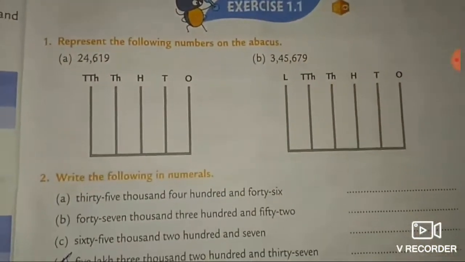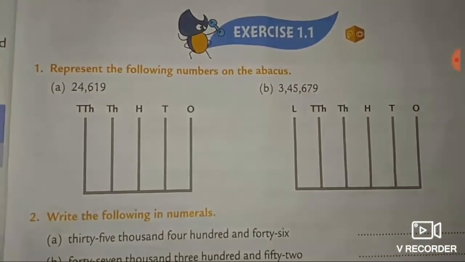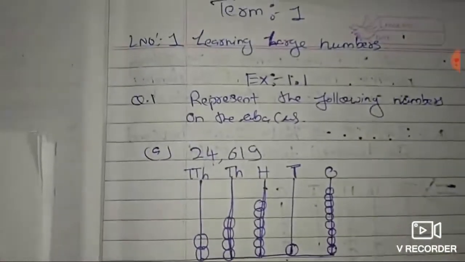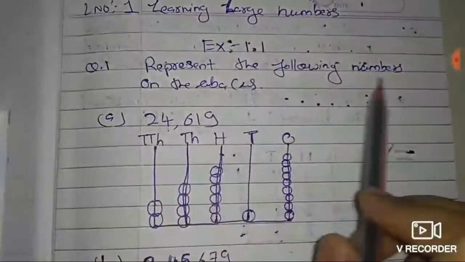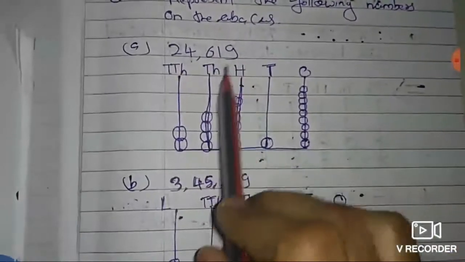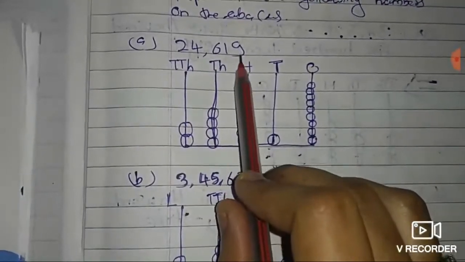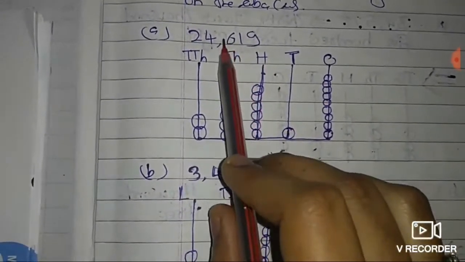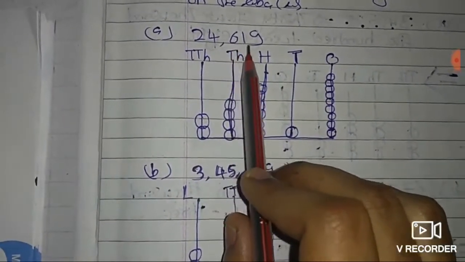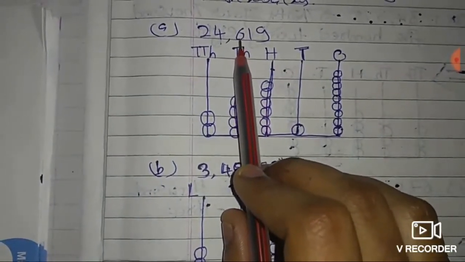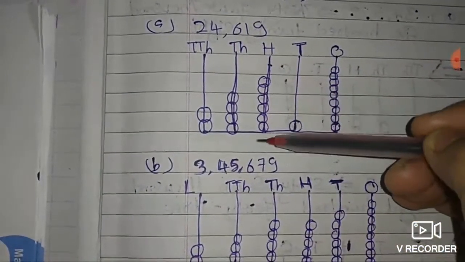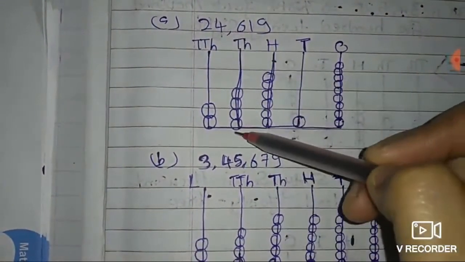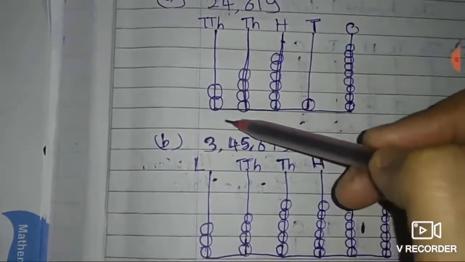Next I'm going to explain how to solve these from the exercise. Here exercise 1.1 is there. First question: represent the following numbers on the abacus. The following number you have to represent on the abacus. First the ones digit, then draw 9 balls. Tens digit 1, draw 1 ball. The digit 6 is in the hundreds place, so draw 6 balls. In the thousands place is 4, draw 4 balls. In the ten thousands place is 2, draw 2 balls.